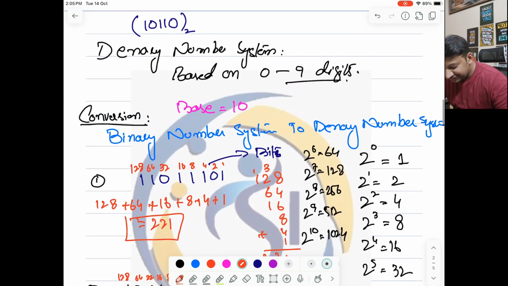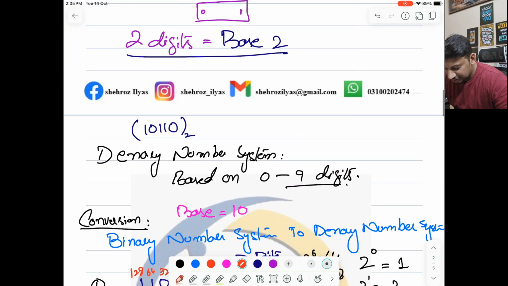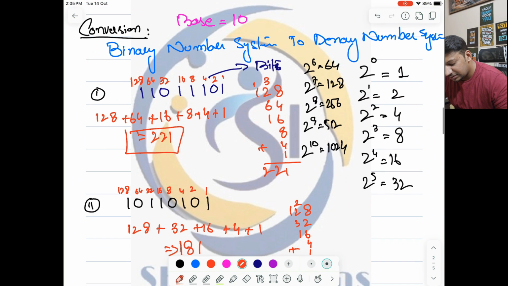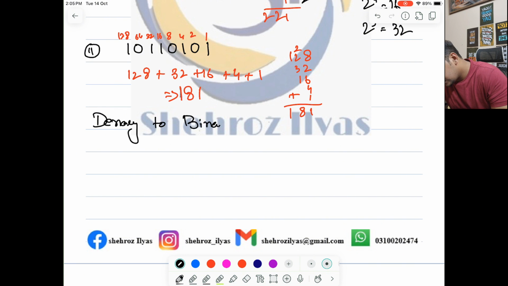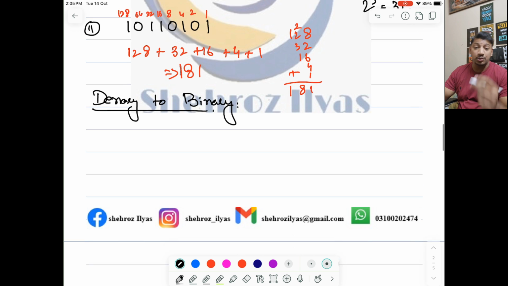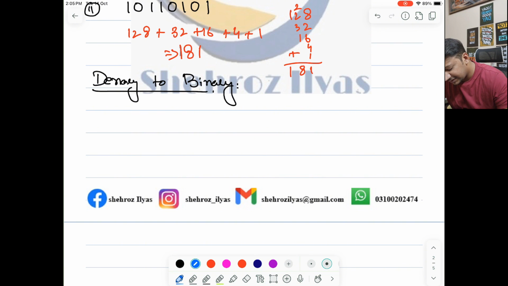Now let's do vice versa. Now let's convert a denary number to a binary number system. How do we convert a denary number to a binary number system? Now how will we convert denary to binary? So let's suppose we take a 3-digit number like 276.